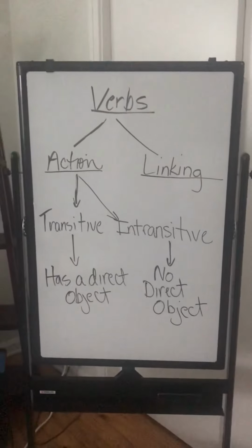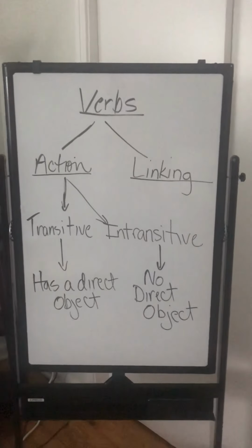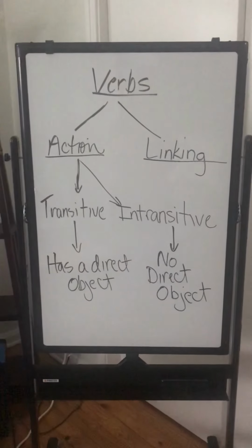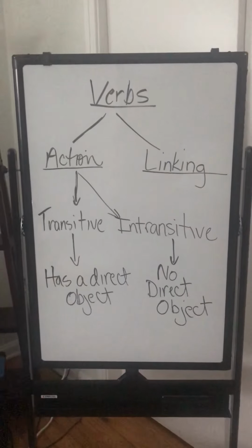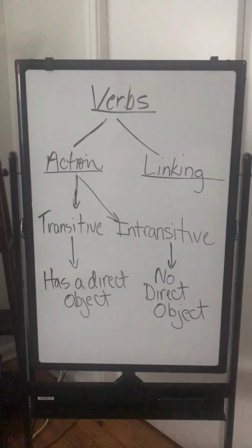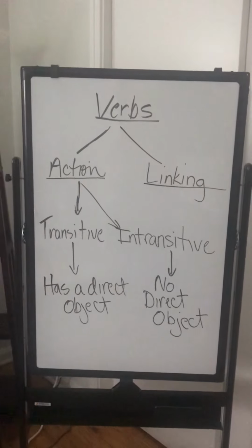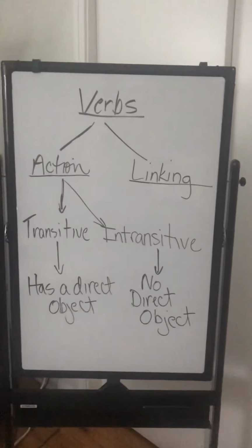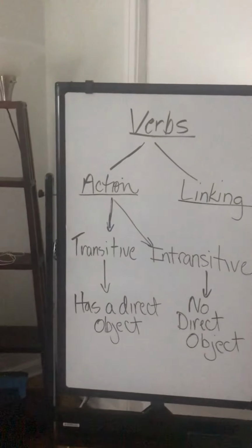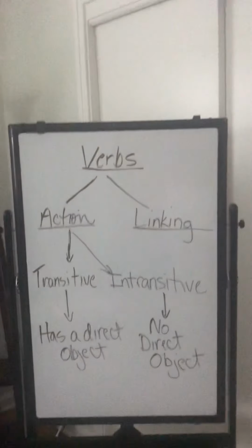So just a quick review about verbs. If you remember, we've been talking about action verbs. We've been talking about verbs that portray action, like to sing, to dance, to jump, to laugh, to swing. All of those things are actions that we do.